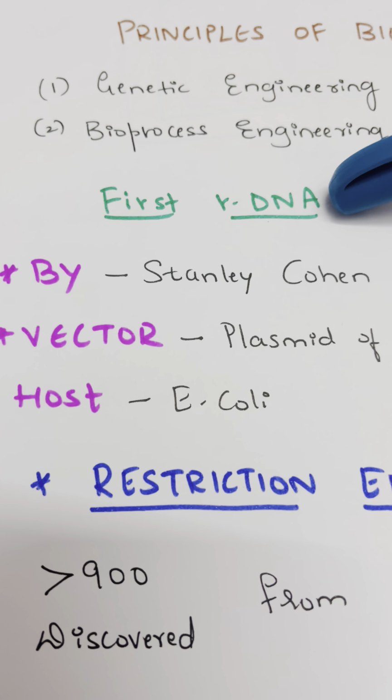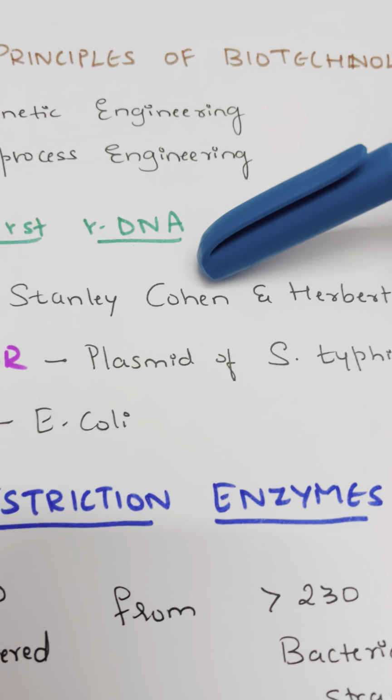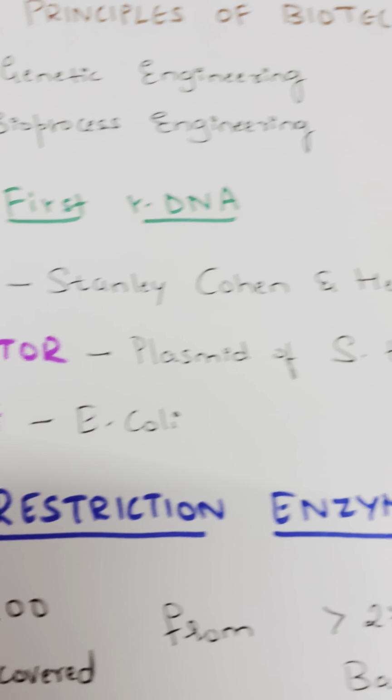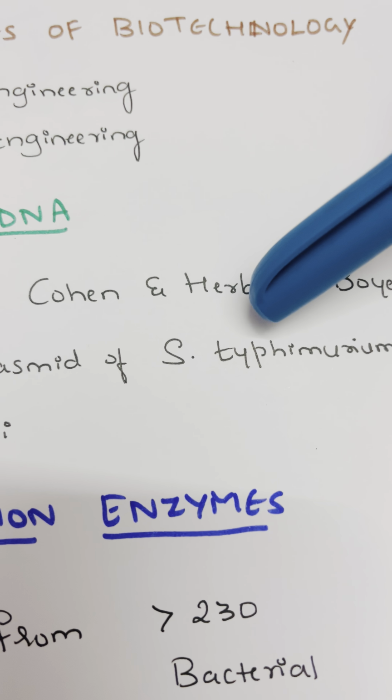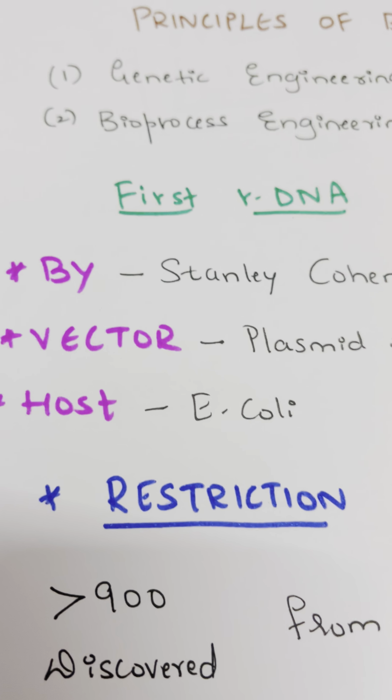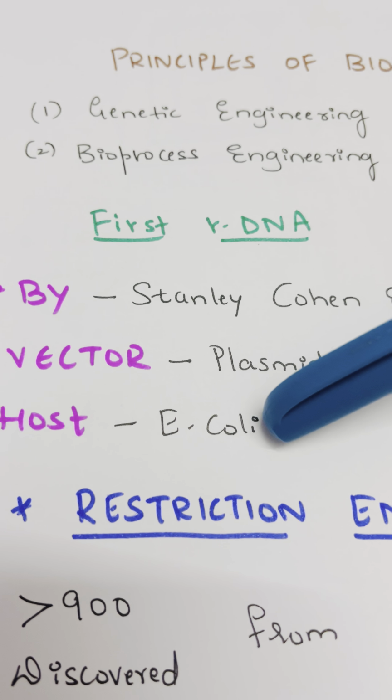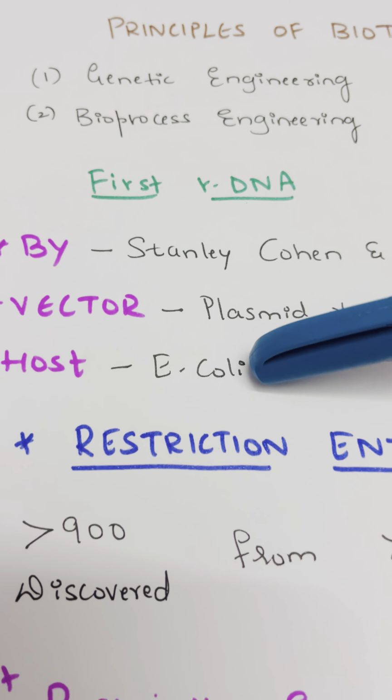Okay children, it was given by Stanley Cohen and Herbert Boyer. Next, which vector was used? Plasmid of Salmonella typhimurium. And which was the host used here? That is E. coli. Okay.